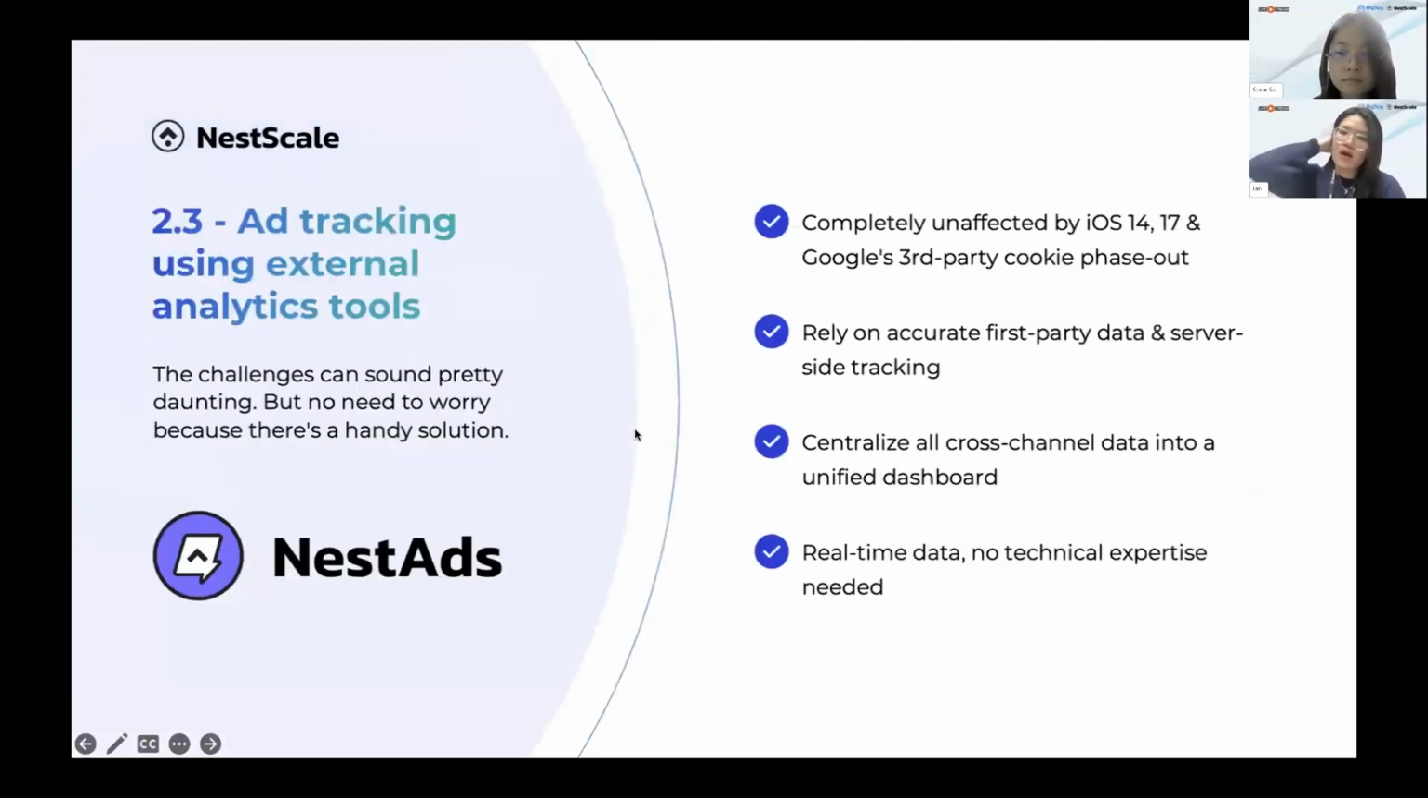Those challenges sound daunting, I know. But don't lose hope, because I'm going to show you how you can deal with some of the most pressing challenges mentioned above. We can leverage external analytic tools. One advantage of using external analytic tools is that they are completely unaffected by tracking blockage policies like iOS 14, iOS 17, or Google third-party cookies deprecation. This is due to the fact that external tools generally rely on sustainable first-party data and server-side tracking.